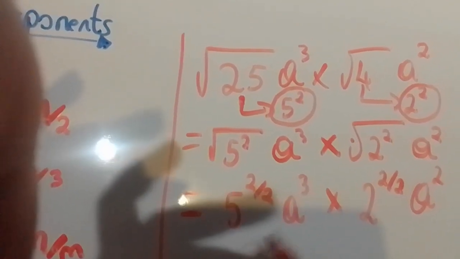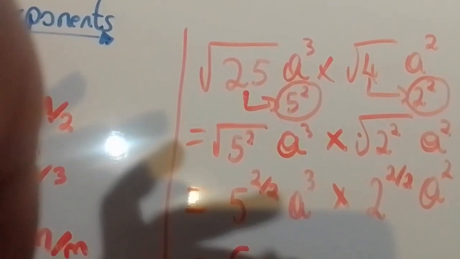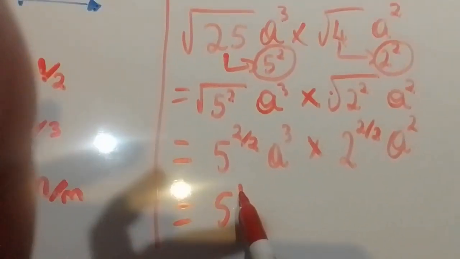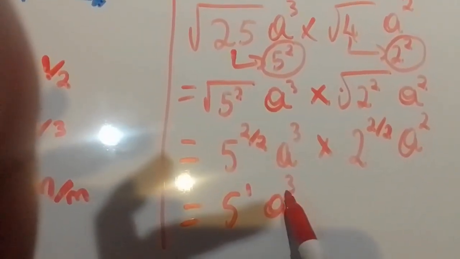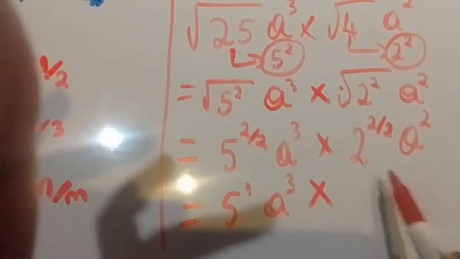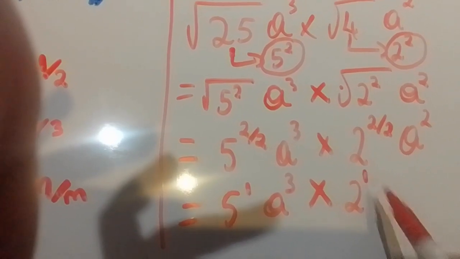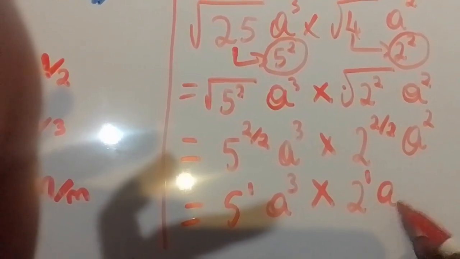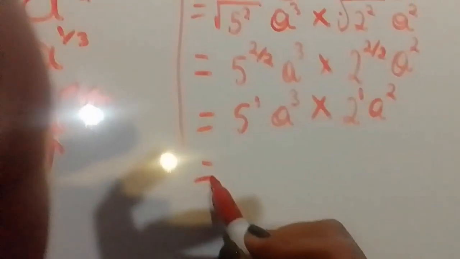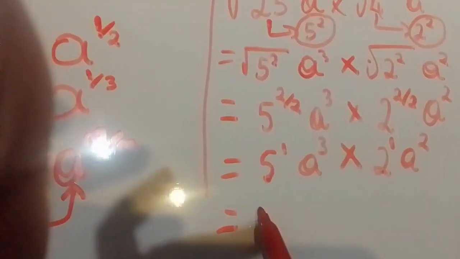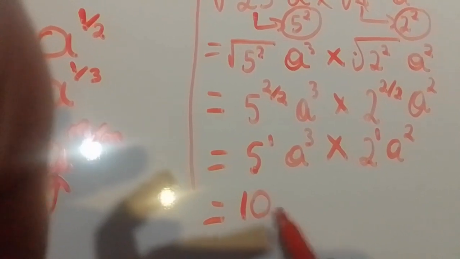Now we have 5 to the power of 2 divided by 2. This is equal to 1. We're still going down with the a cubed. And then we have 2 to the power of 2 divided by 2. 2 divided by 2 is another 1, a squared. So we can say now 5 times 2 is equal to 10.